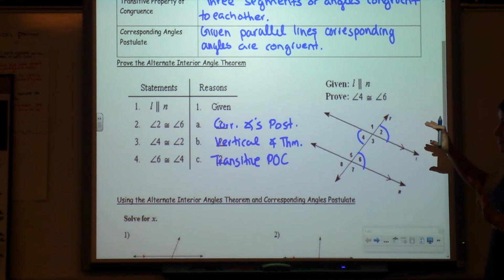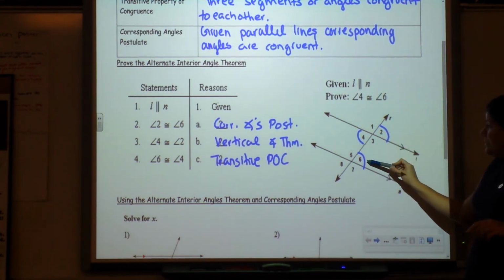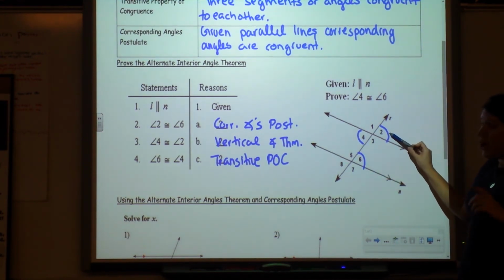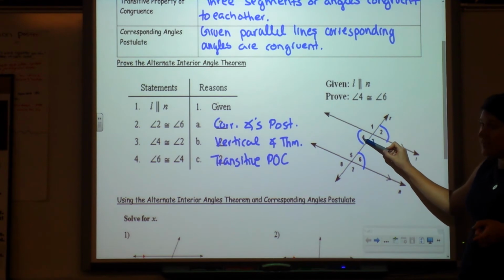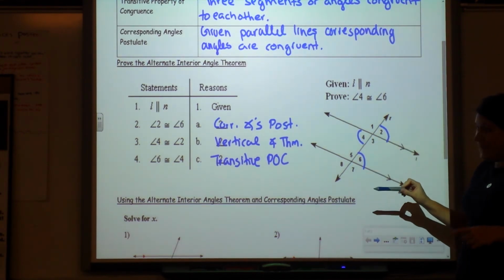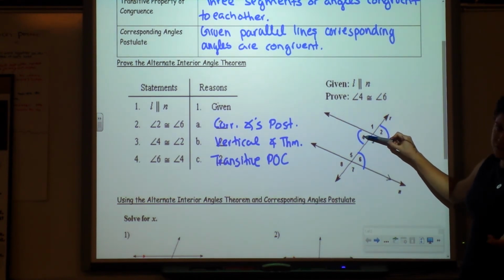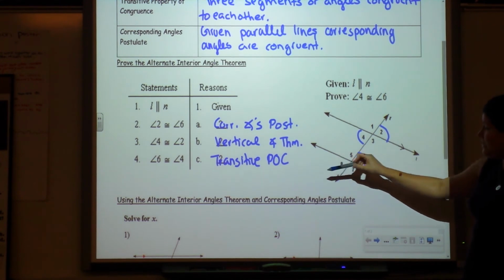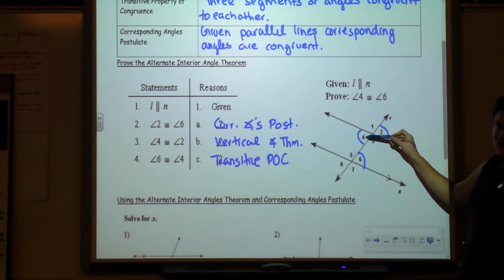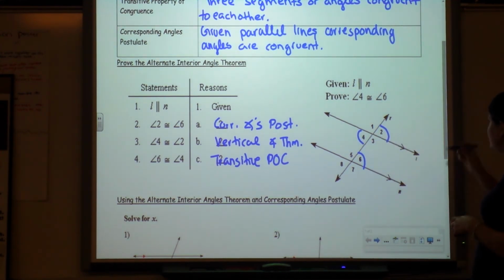And then again, the gist of the proof is, we know angle 2 is congruent to angle 6 because they're corresponding. Then we know angle 2 is also congruent to angle 4 because they are vertical. So if angle 2 is congruent to angle 6 and angle 2 is congruent to angle 4, these angles also have to be equal to each other. That's why we use the transitive property, and hopefully you can tell that angle 4 and angle 6, they are alternate interior angles. So we've proven that they are congruent.